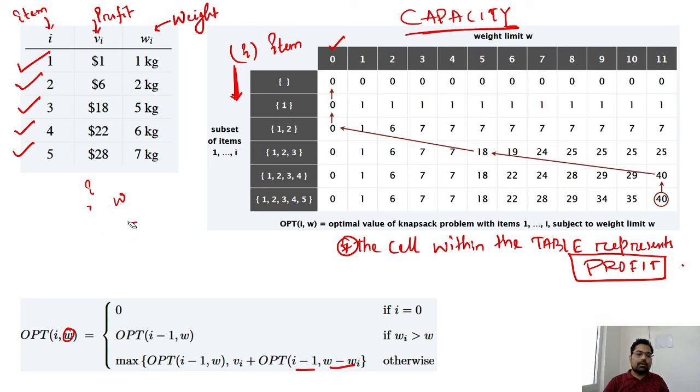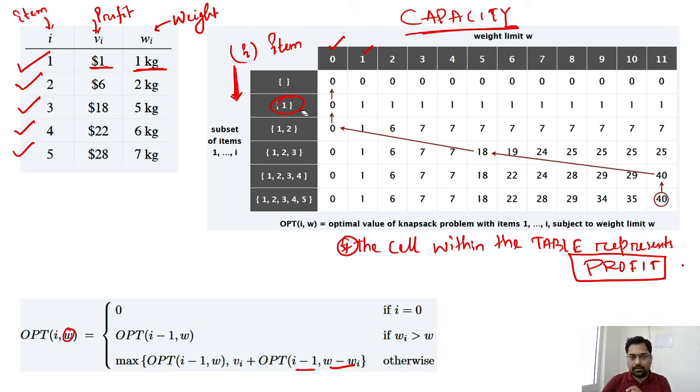Now, the I represents what we know. First item, we know, with the capacity. The trick now I'm saying: the capacity is 1 kg, this W is 1 kg, so we can carry that one. If we carry it, the profit is written here as $1. So the carrying capacity is increasing, but only one item is picked.